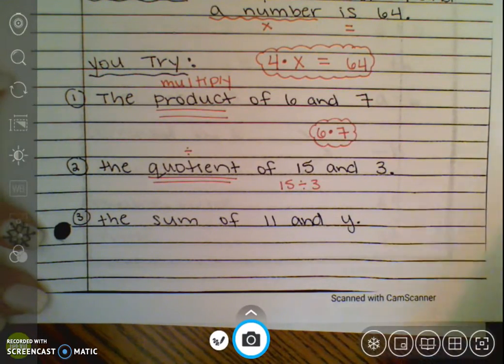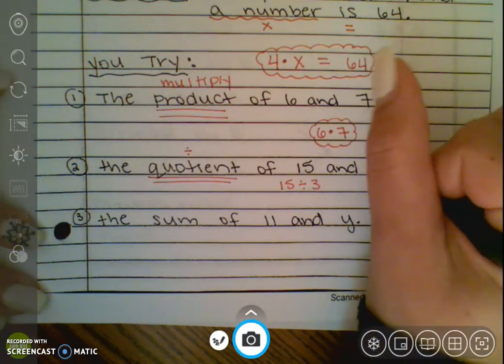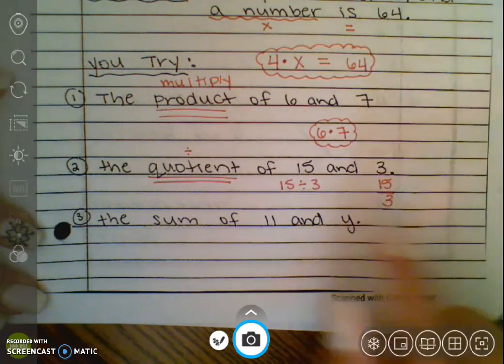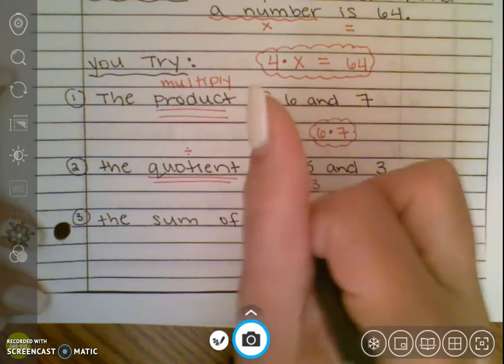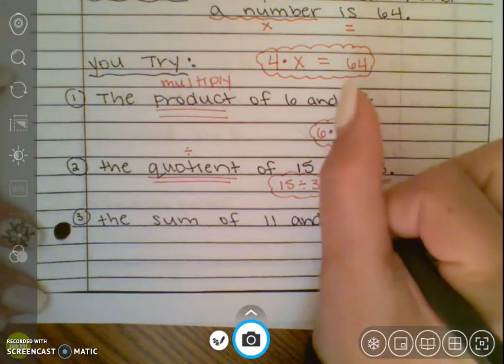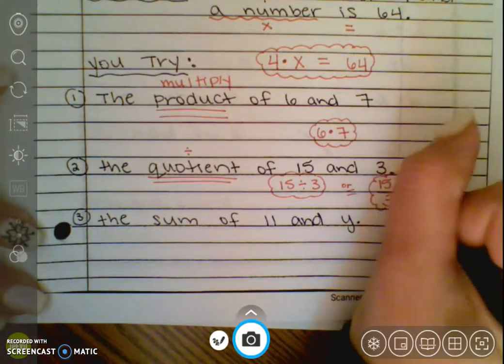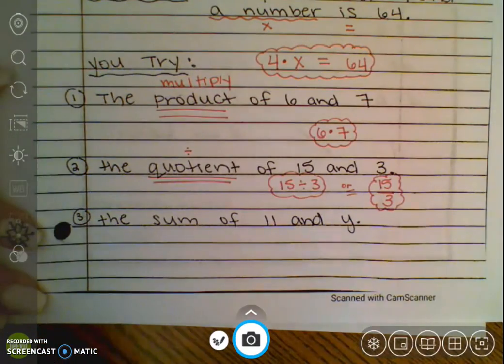Or if you wrote it as a fraction because you're feeling fancy, it'd be 15 over 3, like that. So either one of these is correct. Just know you'll see it both ways. You have to recognize that you can write it either way.